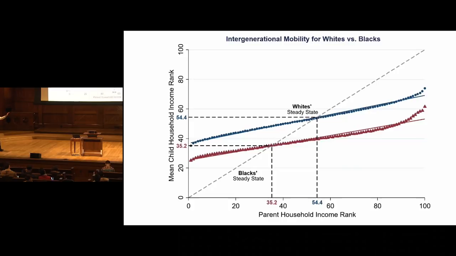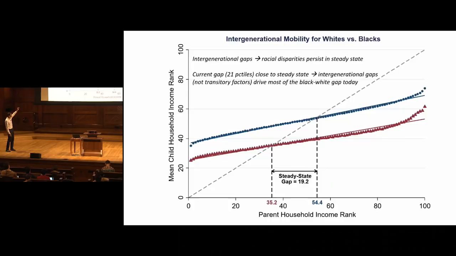If you look now at the steady state prediction for blacks, given the significantly lower rates of upward mobility and higher rates of downward mobility, the steady state prediction is just 35.2. Okay, so considerably lower than we saw for whites. And in particular, what you can see is that the steady state gap, which is 19.2 percentiles, the difference between 54.4 and 35.2, is roughly equal to the current gap that we actually see between blacks and whites, which is about 21 percentiles, all right?